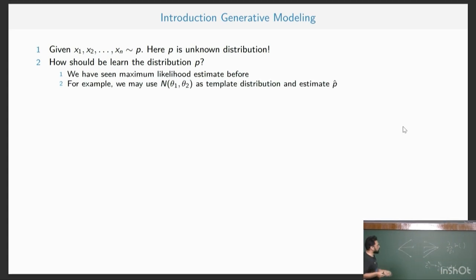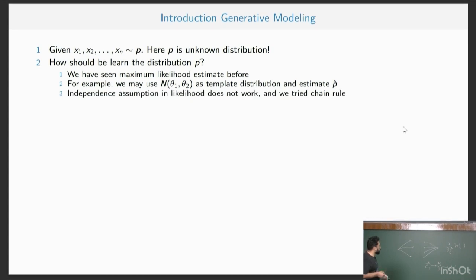we may use any distribution. Let's say normal, it's a 2-parameter network, then let's say an independence assumption is used, and we have tried doing that, and we saw that independence is not a good idea, because it's not like tossing coins where each coin toss is independent. So that's not a good assumption for images. Image pixels are dependent.